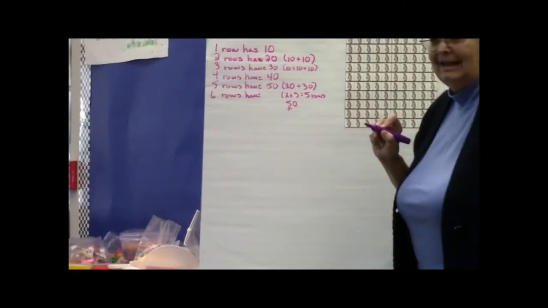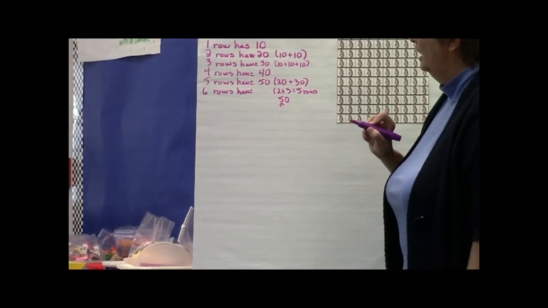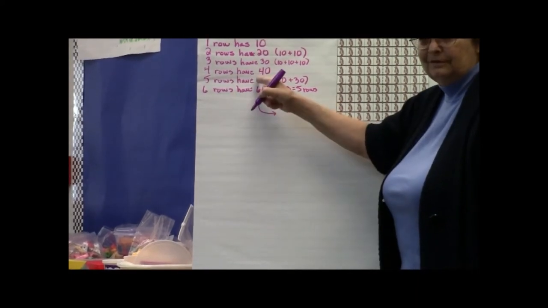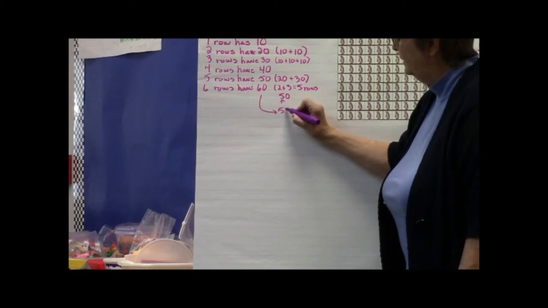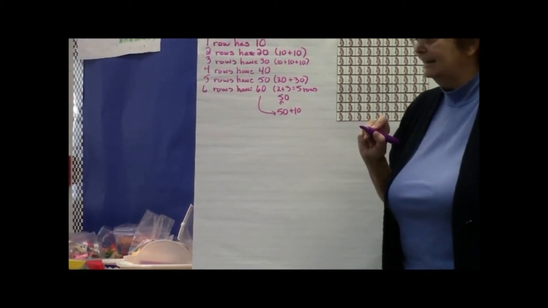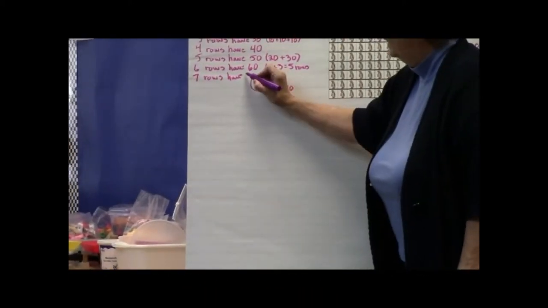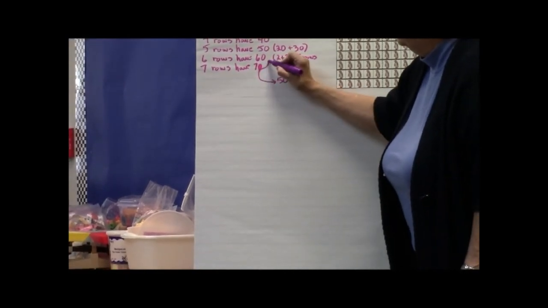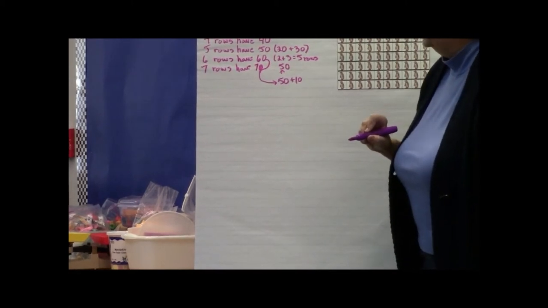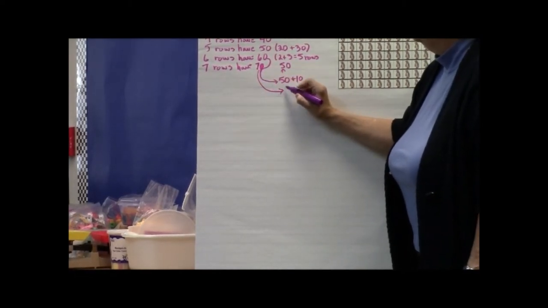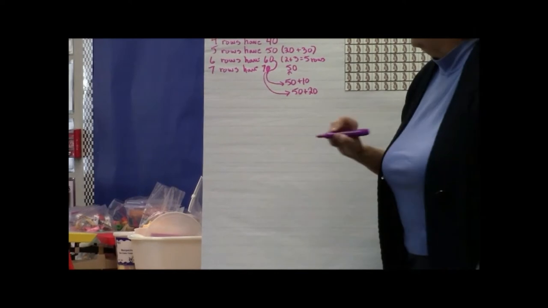Yes. Oh, so you were, oops, I guess I'm going to have to go down here. You already knew that 5 rows was 50 and another row was 10 more. So you did 50 plus 10 to get 60. Nice. How about 7 rows? Yes. How'd you do that? So you did 50 plus 2 more rows of 10, gave you 70. Nice. You guys are doing really great partial thinking.